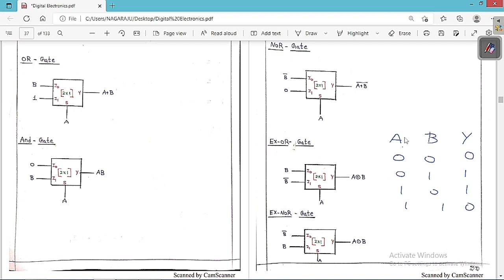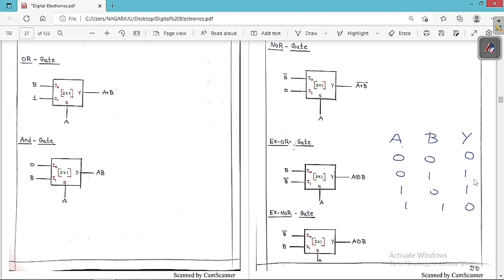So now I am going to build the XOR gate with the help of a 2 cross 1 MUX. First, you have to write the truth table. For A, B we get output Y: for 0, 0 it is 0; for 0, 1 it is 1; for 1, 0 it is 1; for 1, 1 we get 0. So XOR means only if the input has an odd number of 1s do we get output 1. Otherwise we get output 0.